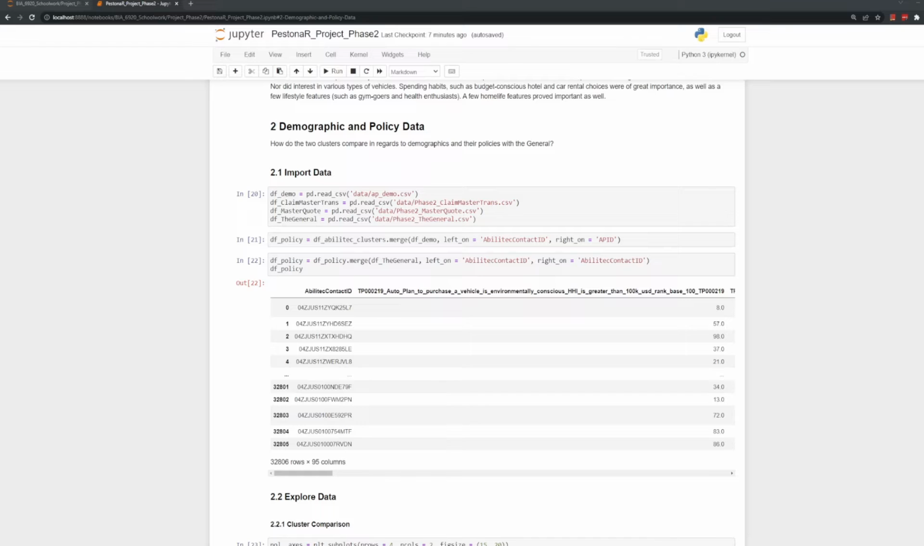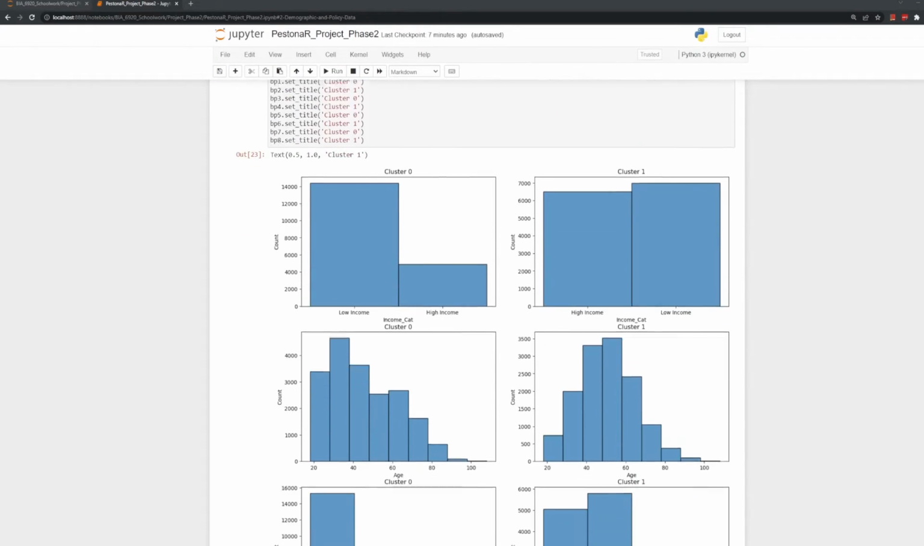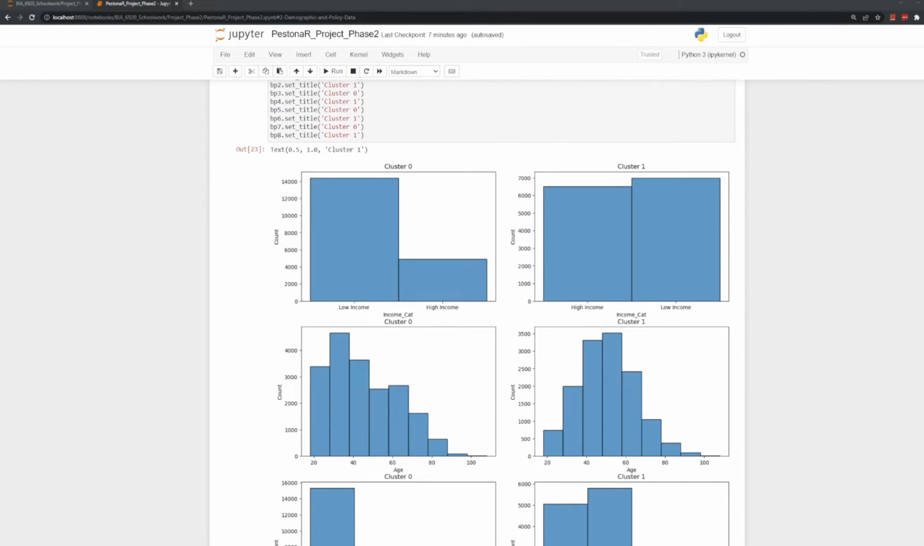So now we want to look at some of the demographic data we have for these individuals and their policy data at the general. This series of charts breaks down a side-by-side comparison of one cluster to the other for various features. We can see cluster 0 here on the left, a lot of low income category individuals, whereas cluster 1 is much more evenly split between high income and low income.